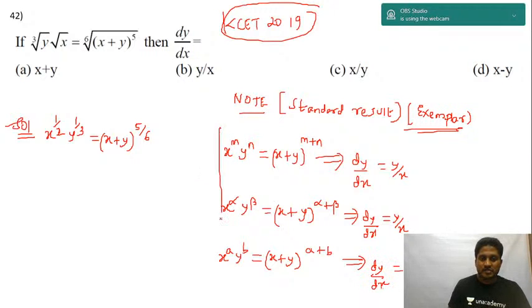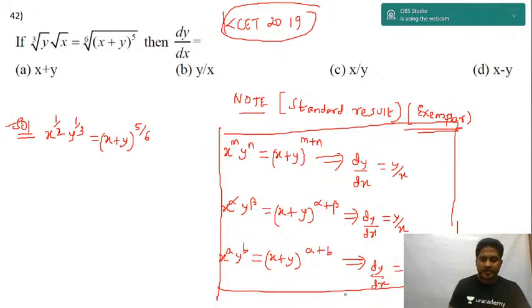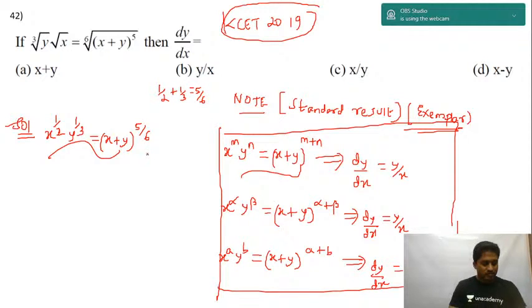So if I use this result, guys, or use any one of the results, no problem. You will get dy by dx is equal to y by x only. So it is the same form. Yes, it's the same form, because 1 upon 2 plus 1 upon 3 is equal to 5 upon 6. So that's of the form x power.